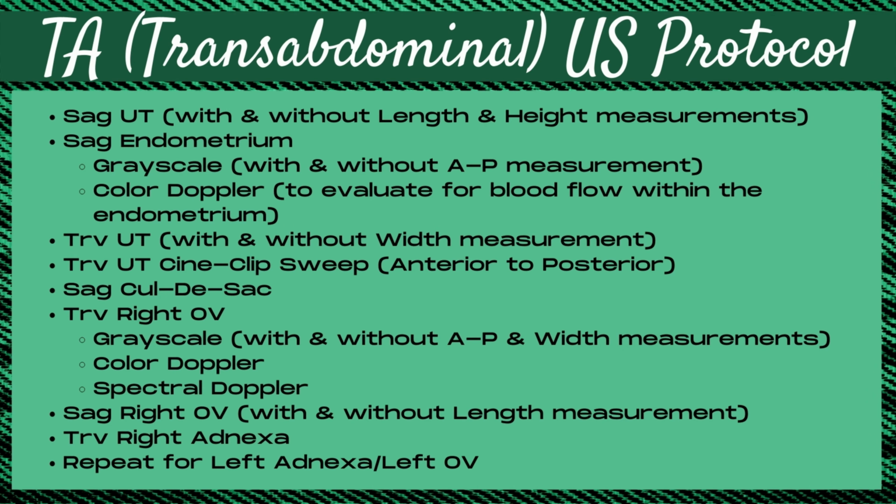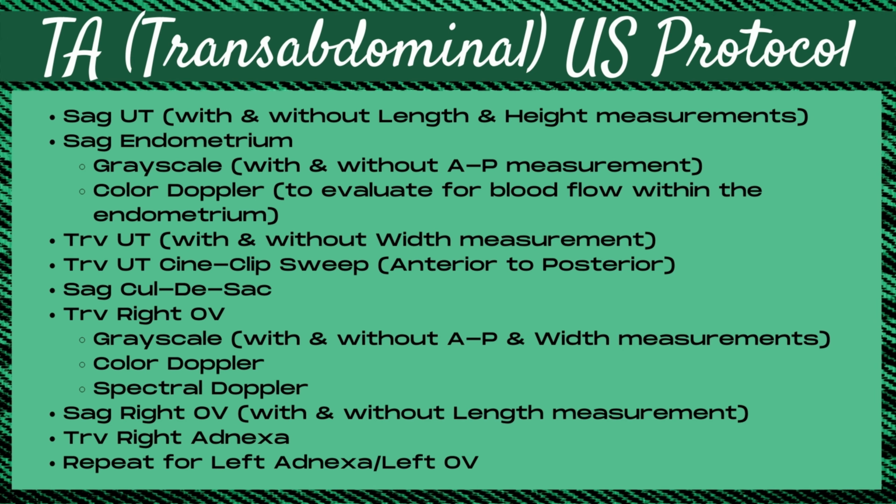And this is the protocol for a transabdominal ultrasound. You want to start with a sagittal uterus with and without length and height measurements, and then move into the sag endometrium. And for this, we're going to do a grayscale image with and without an AP measurement, and then a color Doppler image of the sagittal endometrium, looking for any flow within that endometrium. And it's crucial for the sagittal uterus and sagittal endometrium images that the endometrial stripe is elongated from the fundus to the cervix. This is how you know that your images are on axis.